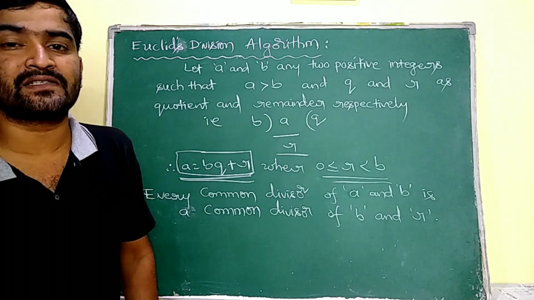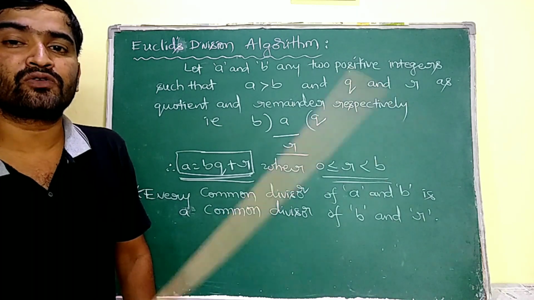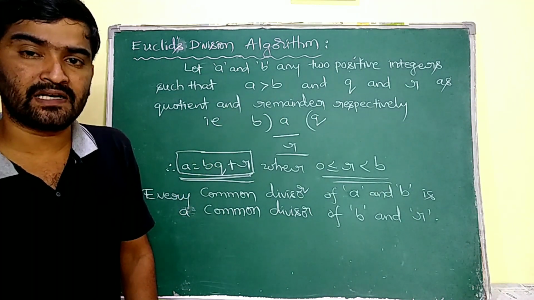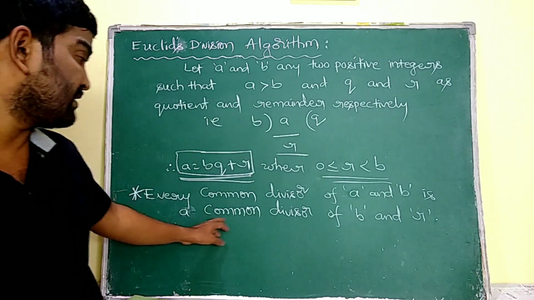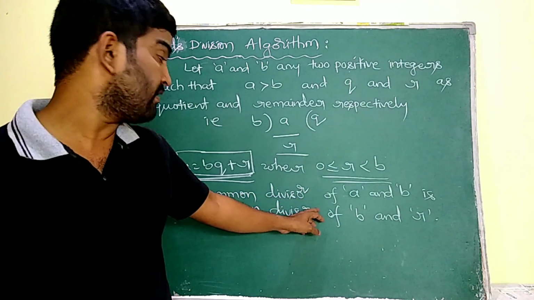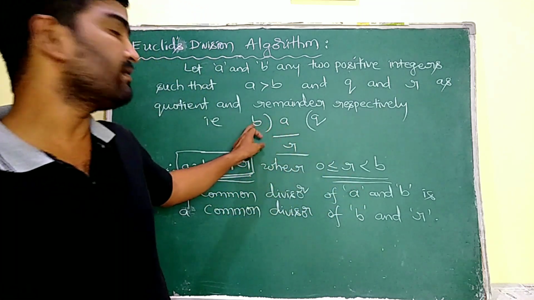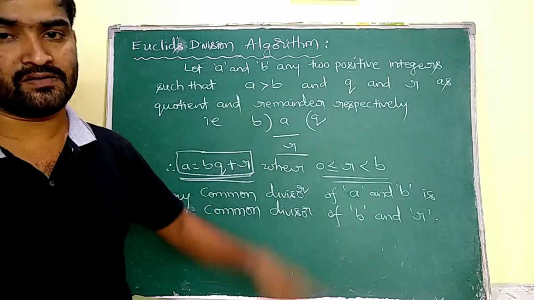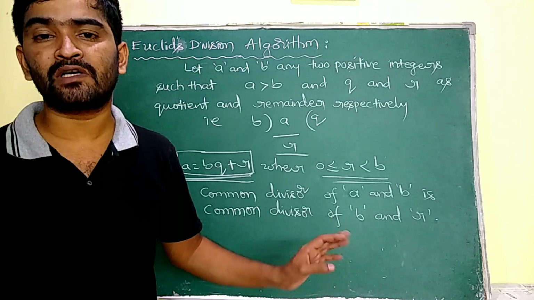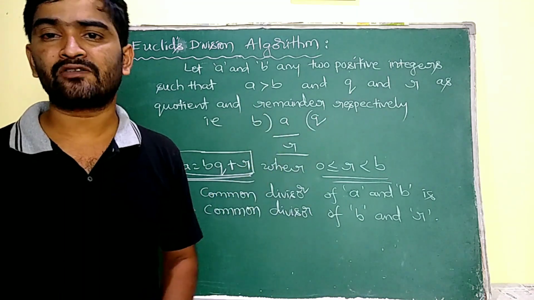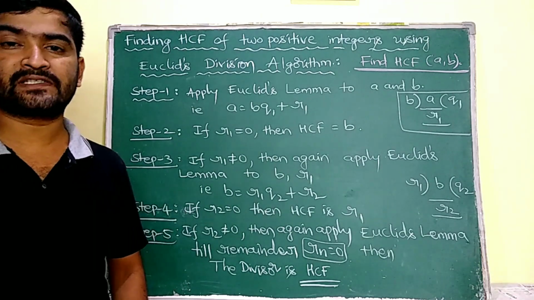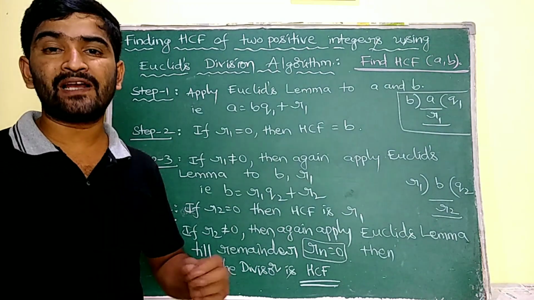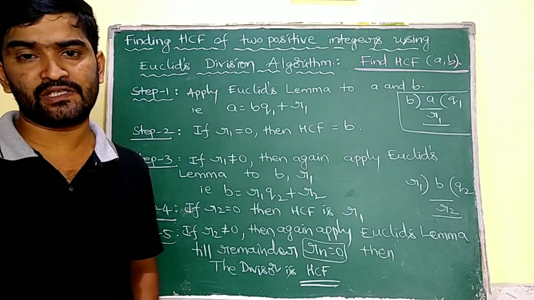That means to find the HCF of the numbers, we have to use Euclid's division algorithm, because this is the point: every common divisor of a and b is a common divisor of b and r also. By doing one or two examples, you will know the actual meaning of the division algorithm. Now we are going to discuss the algorithm. We know algorithm means a step-by-step procedure.